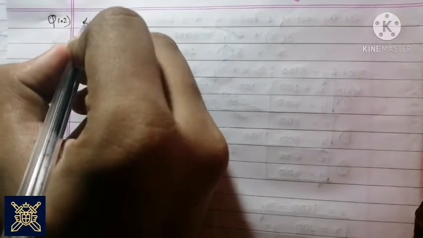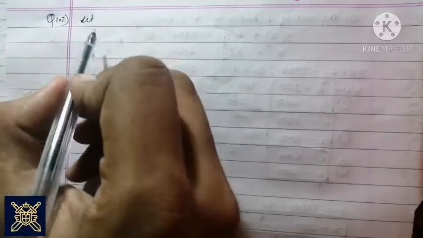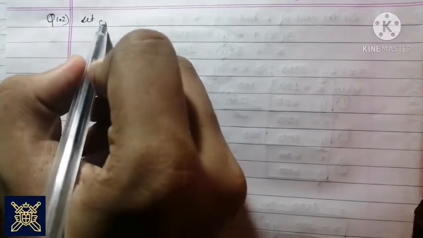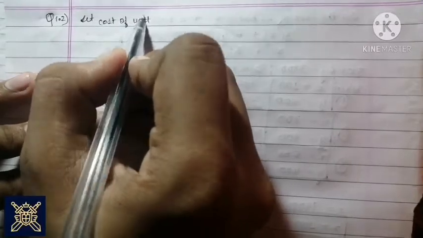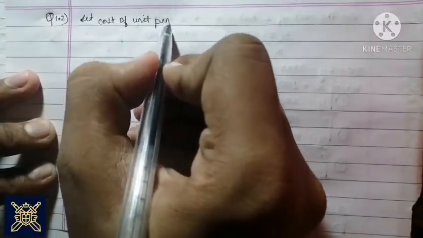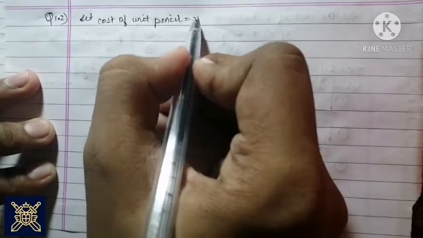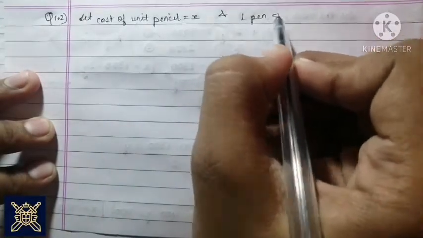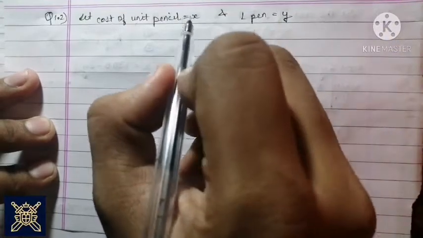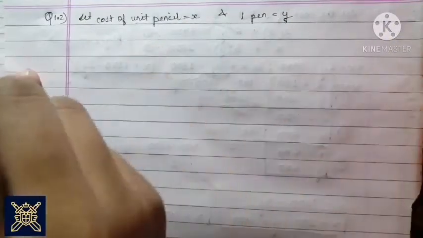So now let's start with the question. As you know, we always have to make the assumption. So let the cost of one pencil equal x and one pen equal y. Now, using these variables, we have to make two equations.